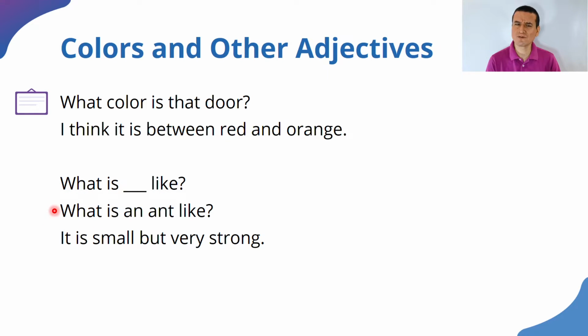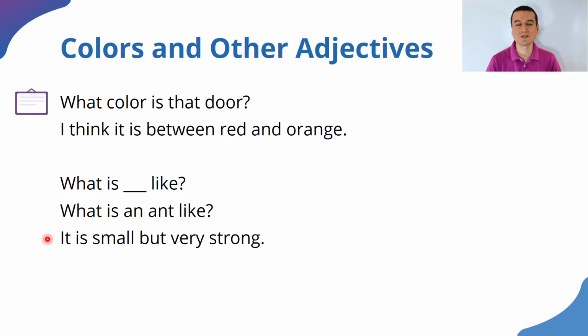Some people say how for some reason, but that is incorrect. We say what is, for example, what is an ant like? We're asking for the description of that ant, the animal. And a simple answer could be, it is small, but it is very strong. If we say, how is an ant? We would say, oh, she's fine. Thank you very much. Like, how are you? No, we say, what is an ant like? All right.